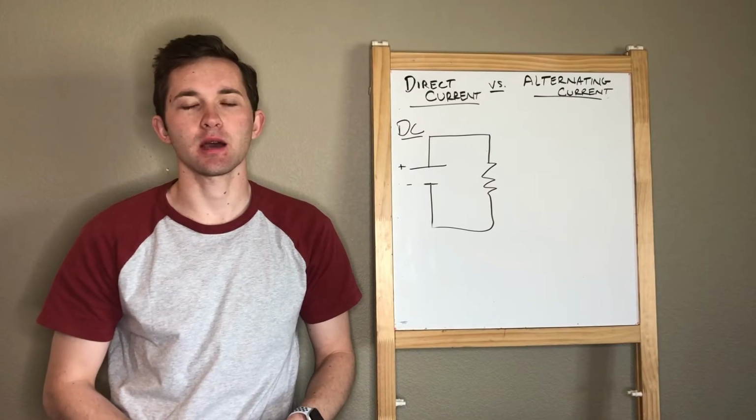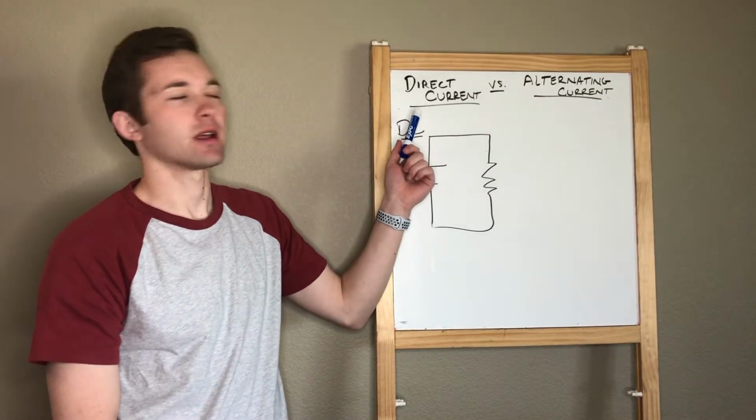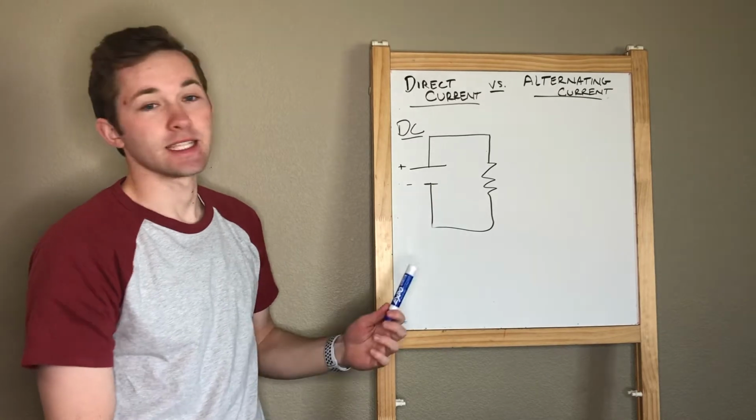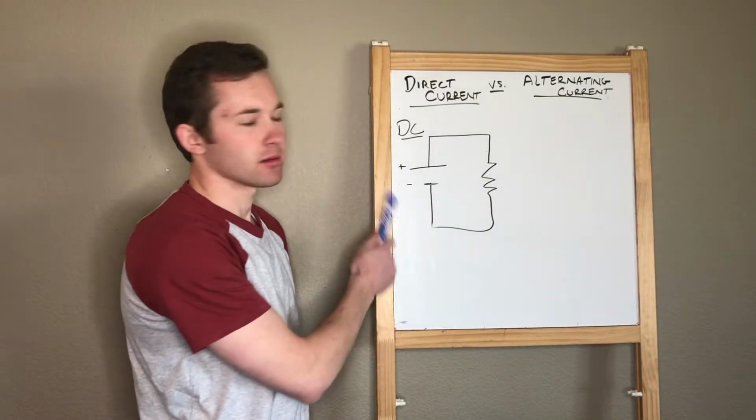Okay, so today I'm going to talk a little about the differences between direct current and alternating current, or DC and AC. So the first part we're going to talk about is direct current.